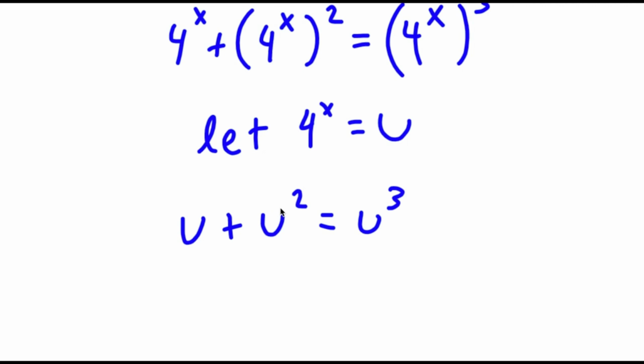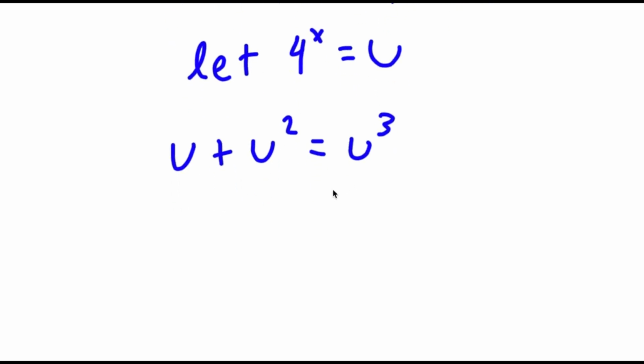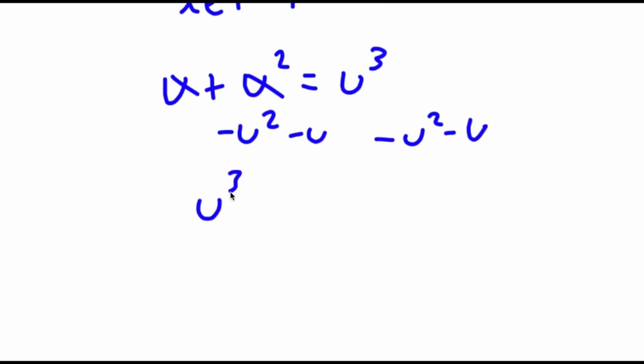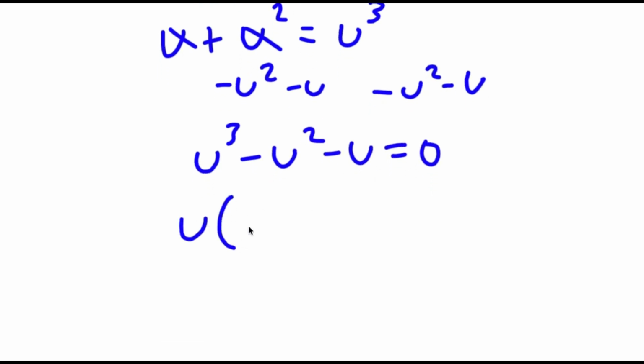Now to solve this, I'm going to start by subtracting u squared and u on both sides. So these two cancel out, and now I have u to the power of 3 minus u squared minus u is equal to 0. Now I can factor out u, so I have u times (u squared minus u minus 1) is equal to 0.